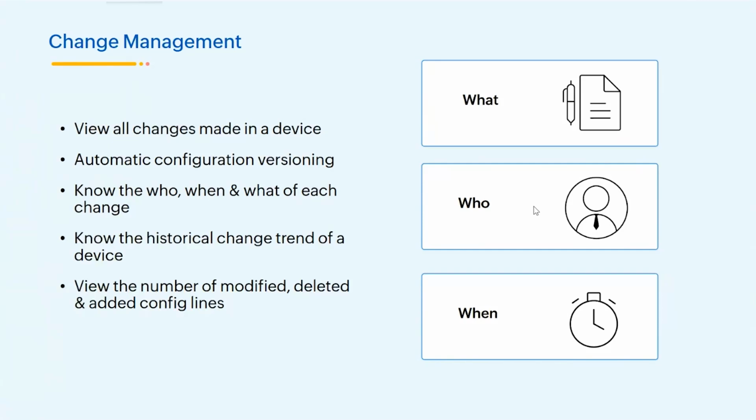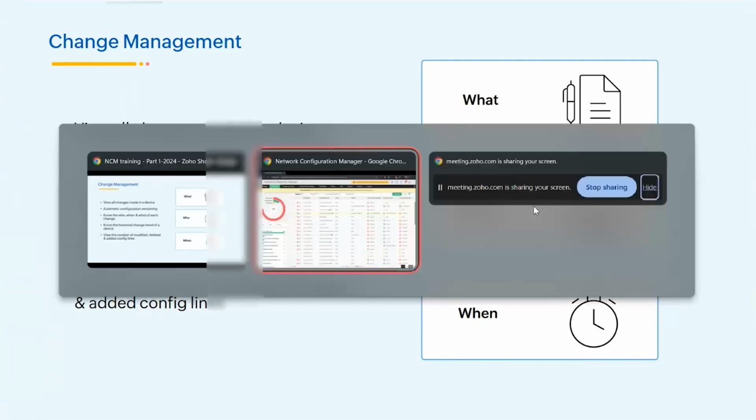added configuration lines. So one of the most important features in change management is the ability to receive change notifications and roll back to previous configurations when necessary. So let me show you how to set that up in the UI.